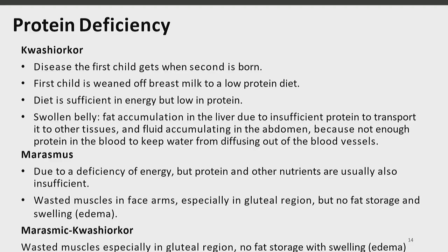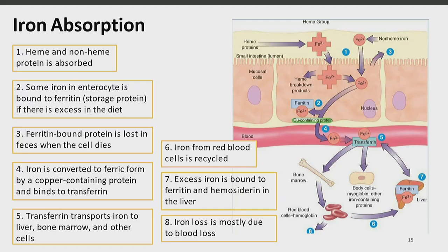But in some cases you can have a child with marasmus and kwashiorkor, and that's what we're referring to as marasmic kwashiorkor. Here you still have the wasting of muscles that you do see in marasmus, but then this child also has swelling, edema as well, which is a typical characteristic of kwashiorkor. And so that will be the difference between the 3 conditions. We're almost there.